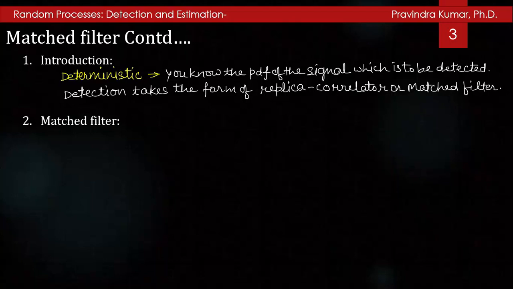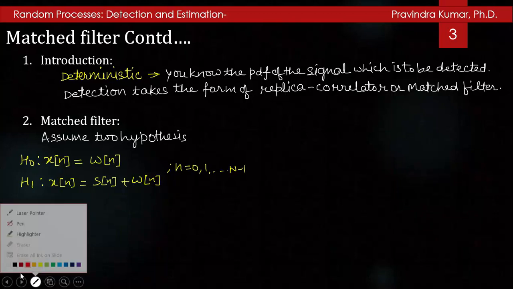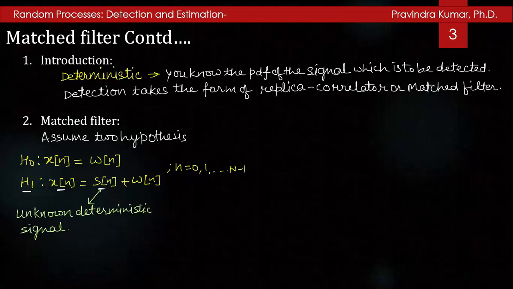In detecting the deterministic signal in white Gaussian noise, we will use the Neyman-Pearson criterion, and let us have two hypotheses. Under hypothesis H0, x[n] is equal to w[n], meaning in hypothesis H0 only noise is present, and under hypothesis H1, the observed sample x[n] will be s[n] plus w[n], meaning signal in the presence of white Gaussian noise.